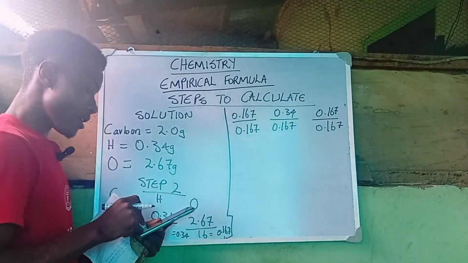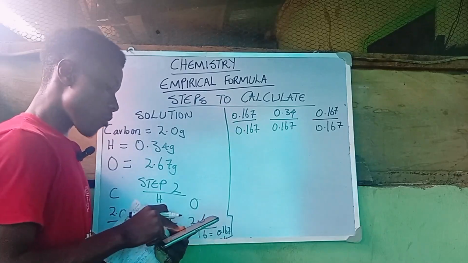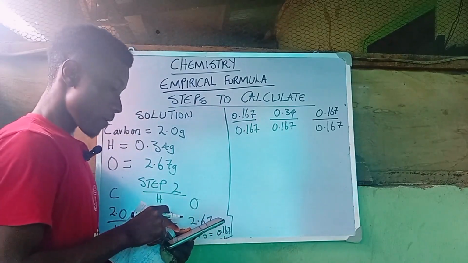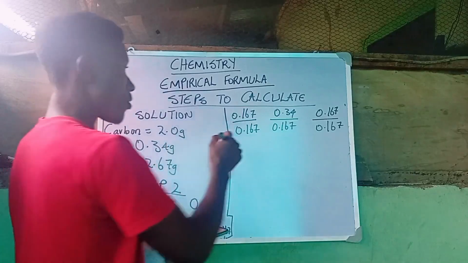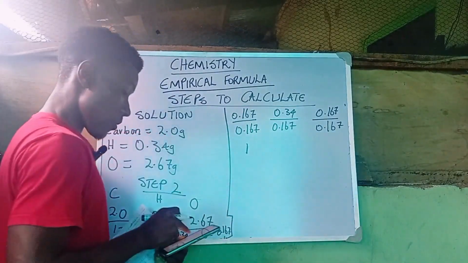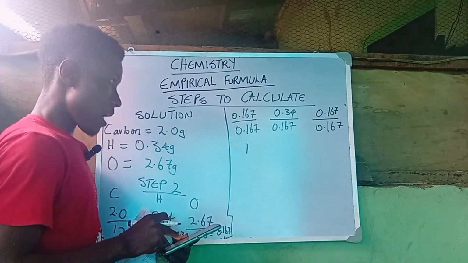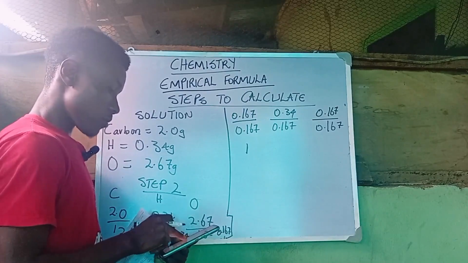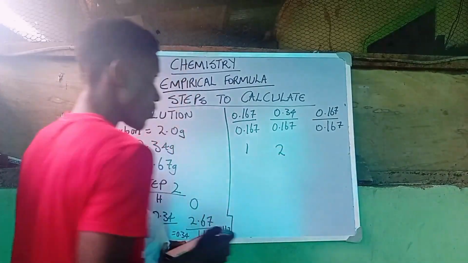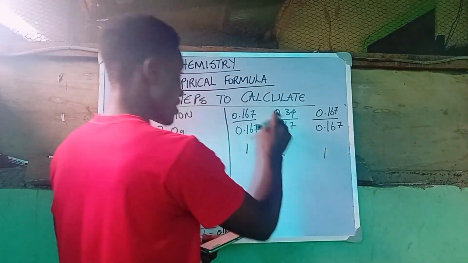So now what we have here is 0.167 divided by 0.167, which is just 1. Our second one, 0.34 divided by 0.167, gives 2.0, so this is just 2. And 0.167 divided by 0.167 is still going to give us 1. This is step 3.